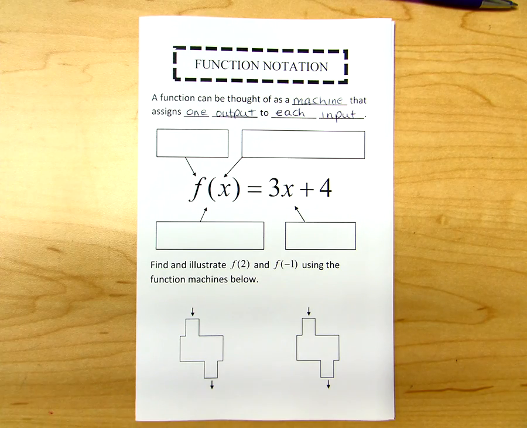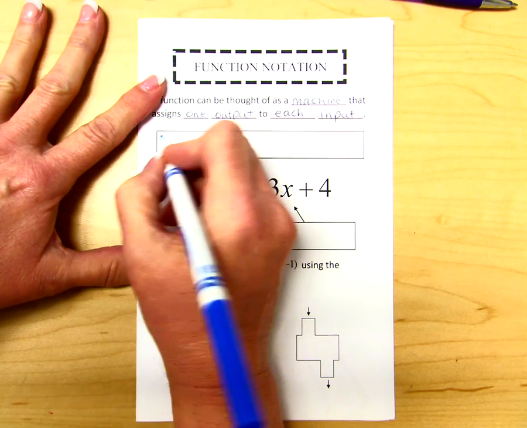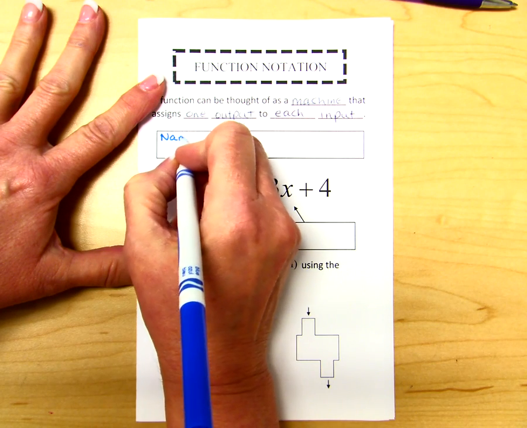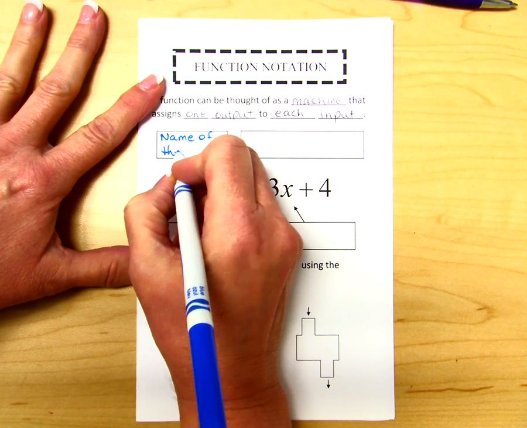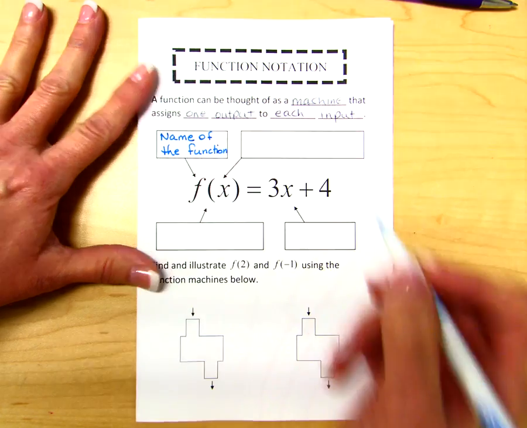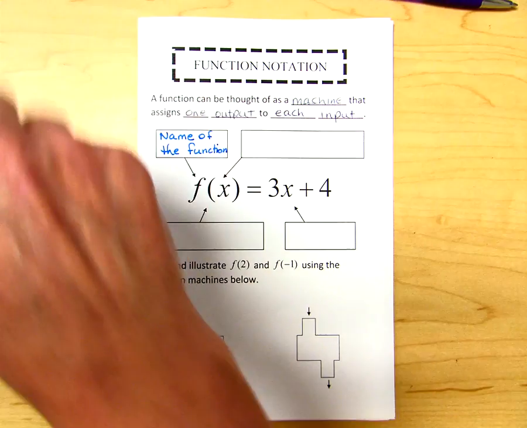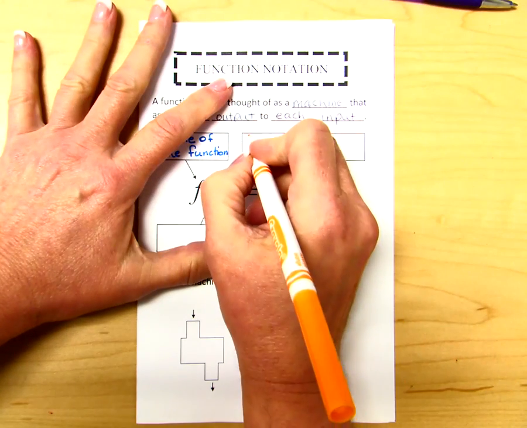So we need to define what all these things are. F is simply the name of the function. The x tells what number to plug into the function.